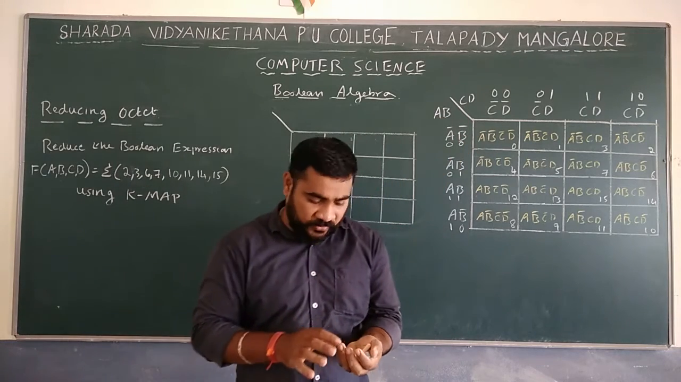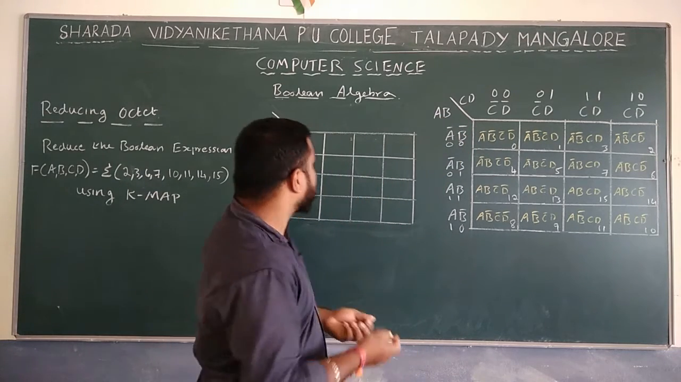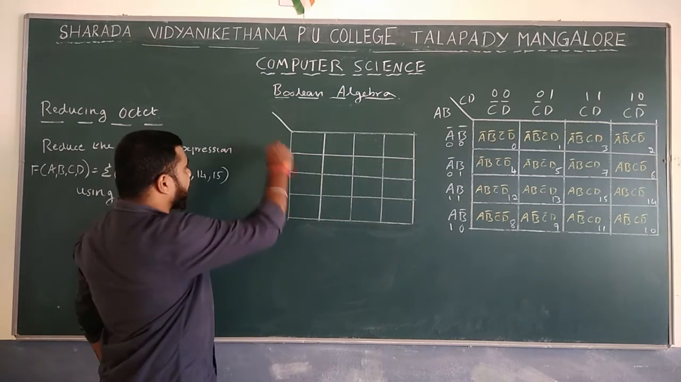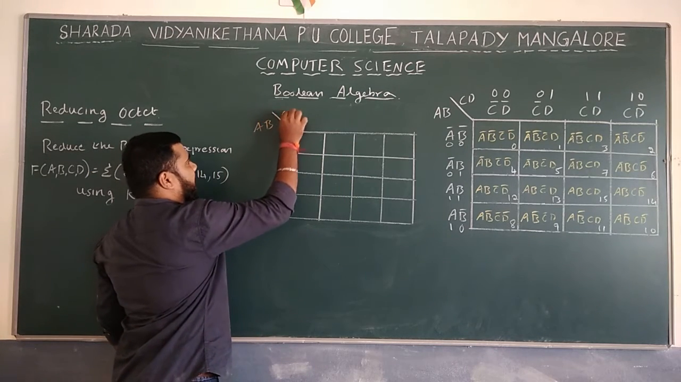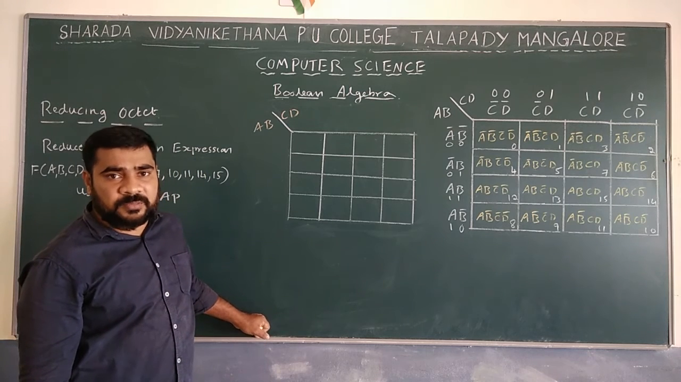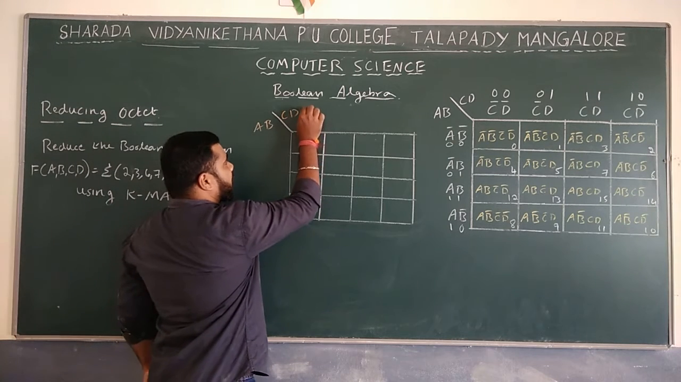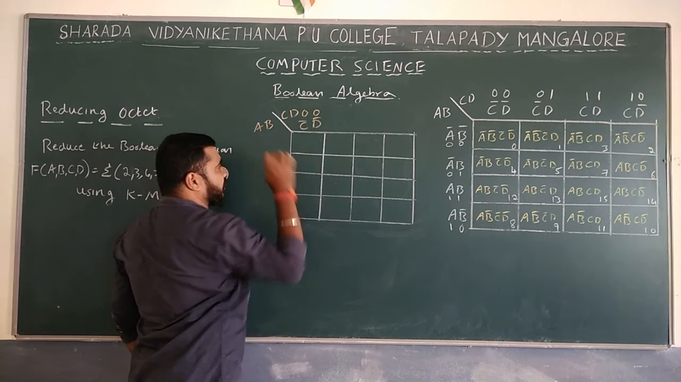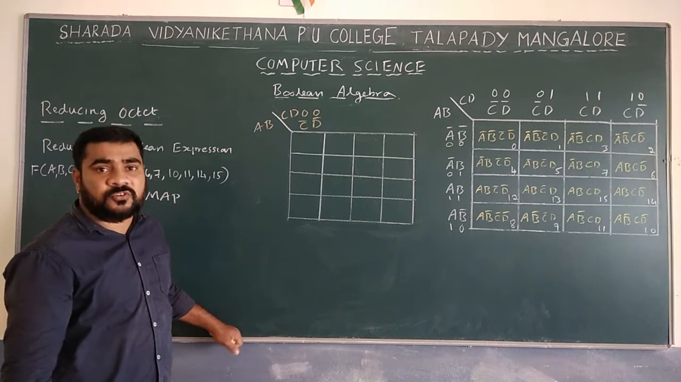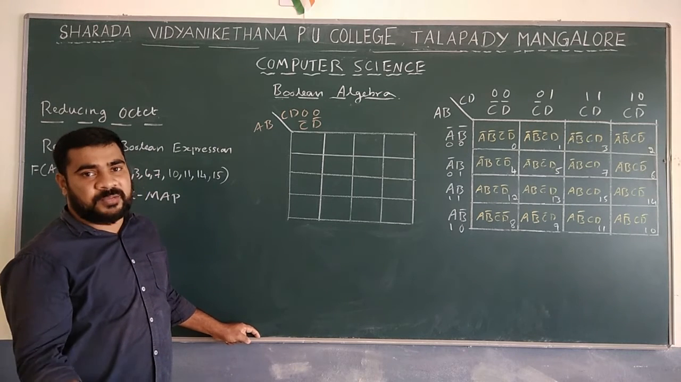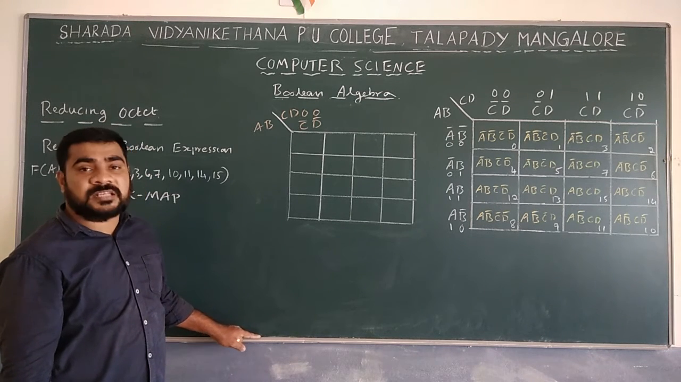After constructing the 4 variable K-map, what is the next step? Next is to create one more skeleton with A, B, C and D. In that 4 variable K-map, the first value will be 0, 0, so it will be C dash, D dash. Whenever the value is 0, the variable should be inverted. So it is C dash, D dash.